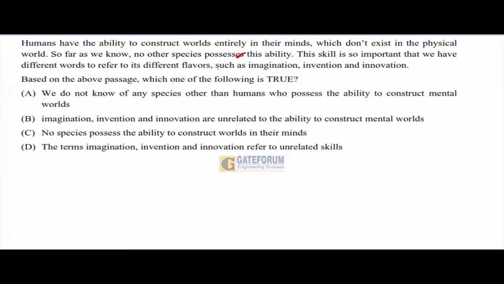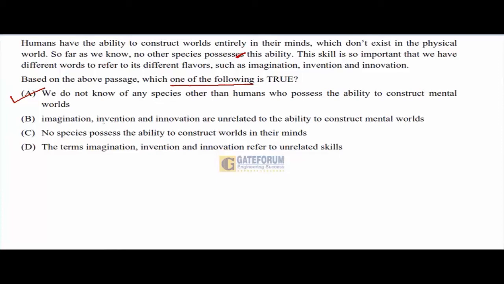Let us read the options. We do not know of any species other than humans who possess the ability to construct mental worlds. Absolutely correct, because that is what has been said. Humans have the ability to construct worlds which don't exist in the physical world. So far as we know, no other species possess this ability. It's absolutely correct. Since it has been said which one of the following is true, in the exam, I would not have gone through the other options because I have found my only truth. But since this is not an exam hall, so let us discuss the other options also.